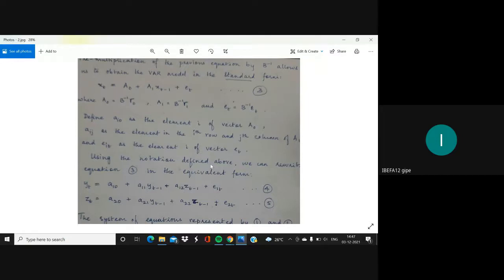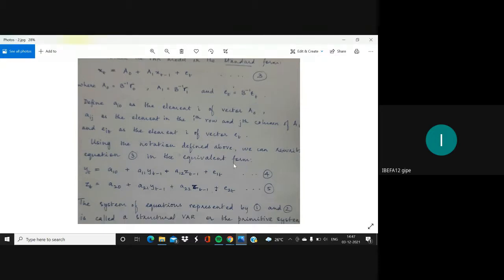Now, if you use this notation defined above, you can rewrite this VAR model in the standard form by expanding each term. We can again decompose it into the two equations, one for each of the time series in this VAR model, and write it out in a more expansive way.